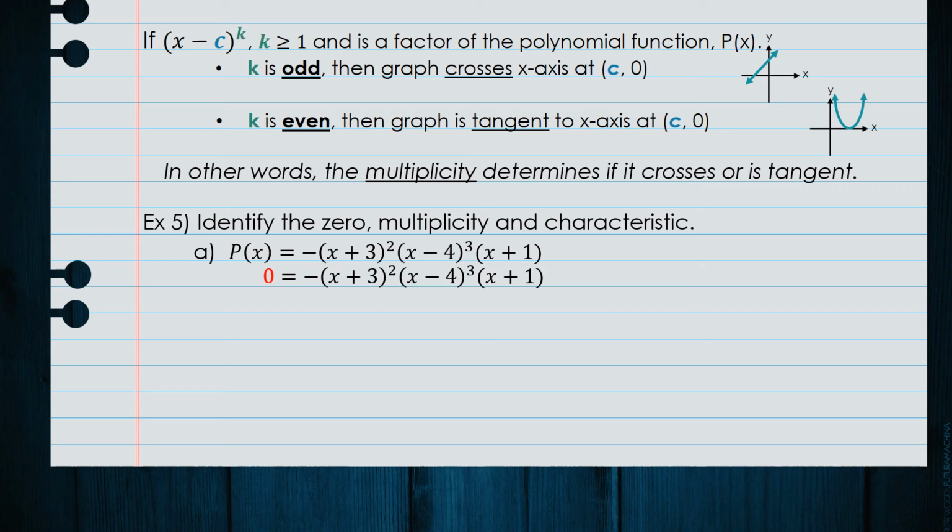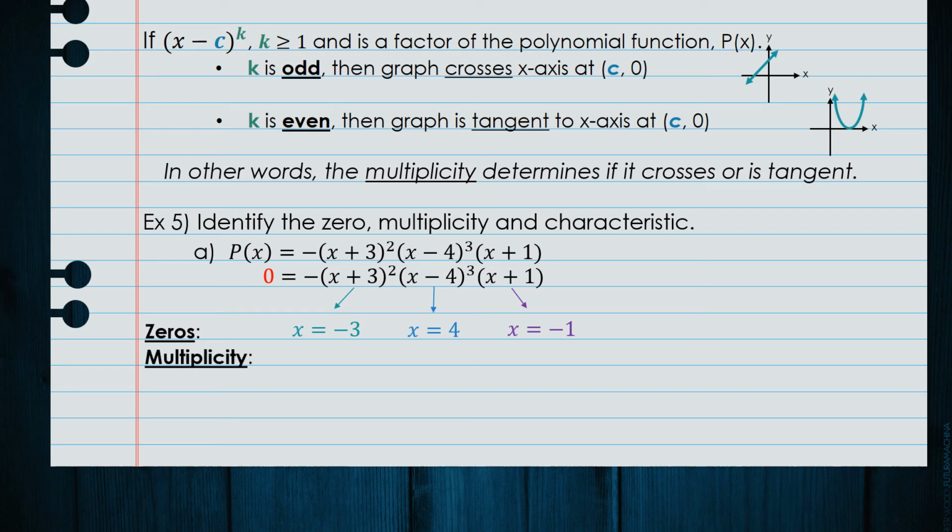The first piece is x plus 3. What would cause that to equal 0? Well, that would be x equals negative 3. For the middle piece, what would cause x minus 4 to equal 0? Well, that would be x equals 4. And for the last piece, x plus 1, what would cause that to equal 0? Well, that would be x equals negative 1. So we've easily identified the zeros, but now we need to identify the multiplicity.